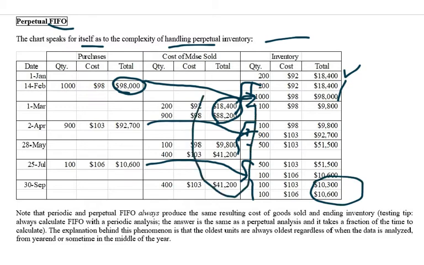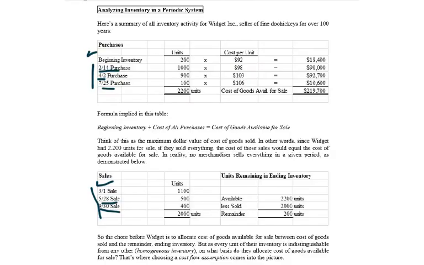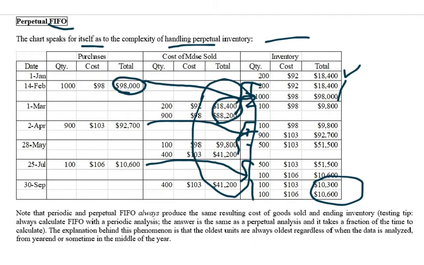If I added up all the numbers in this column here, all the costs there, guess what I would get? I would get 198.8. Well, why is that? That's the nature of first in, first out. There's no difference between periodic and perpetual first in, first out. Always get the same numbers 100% of the time.